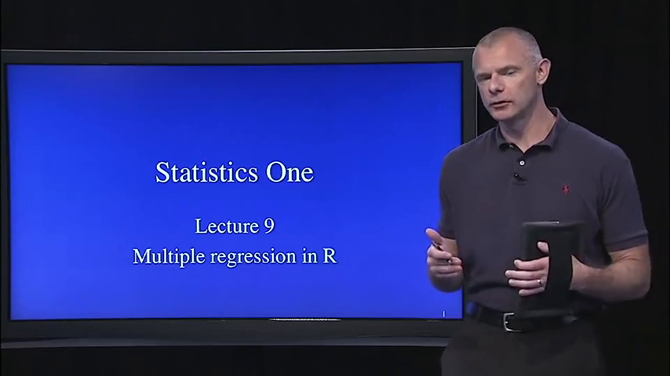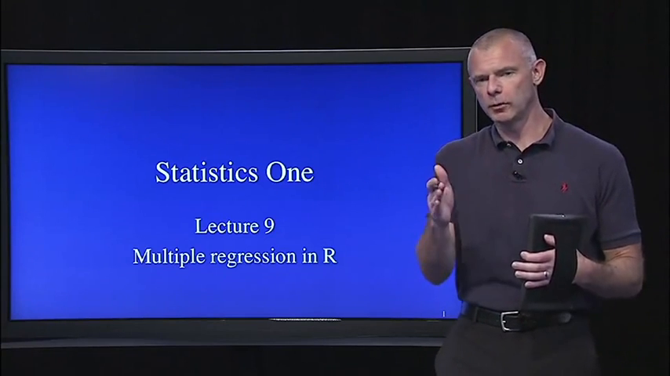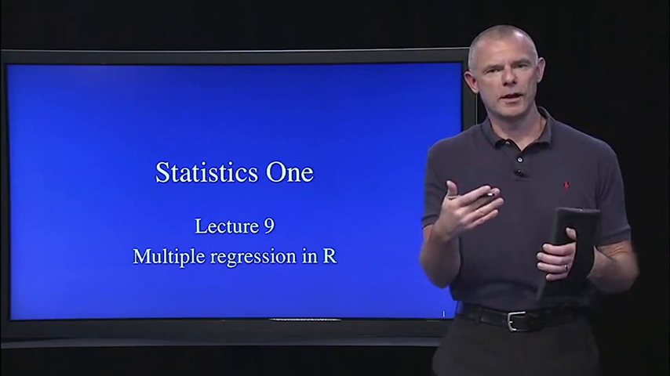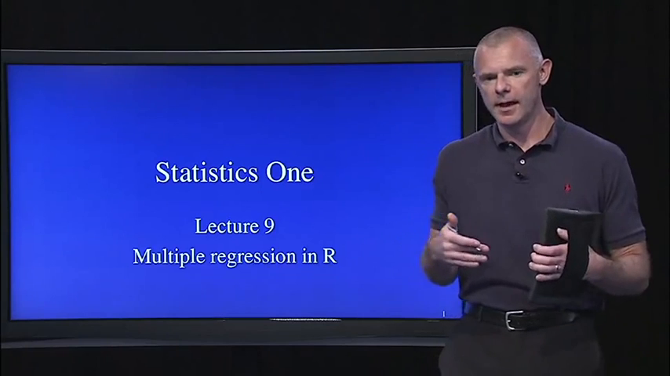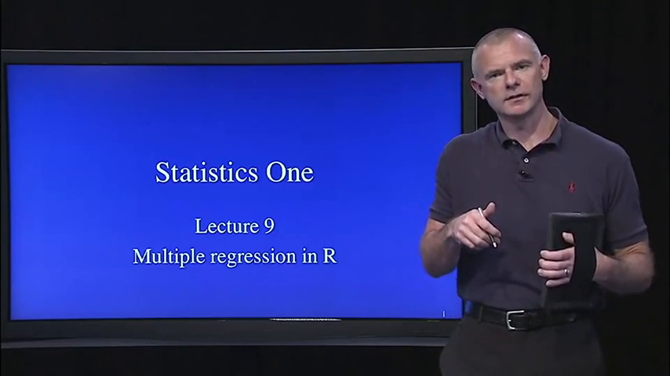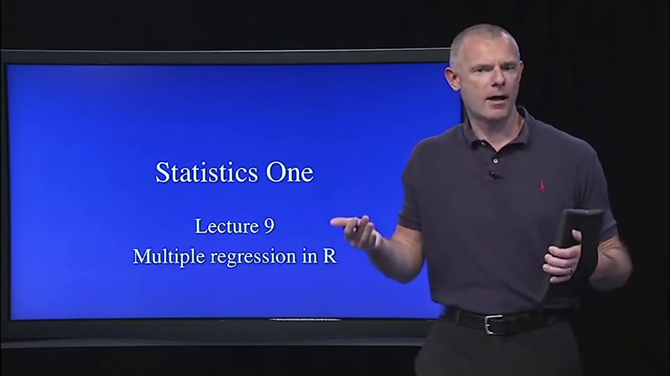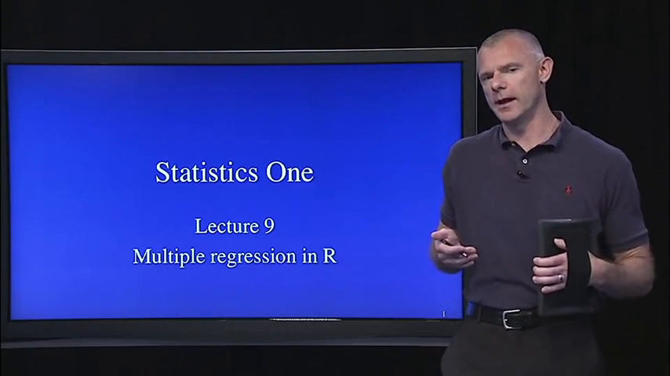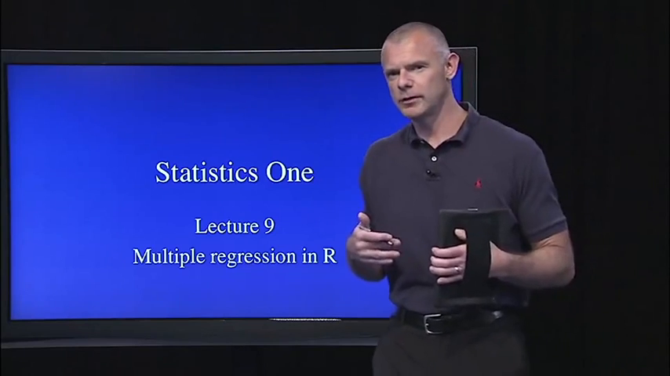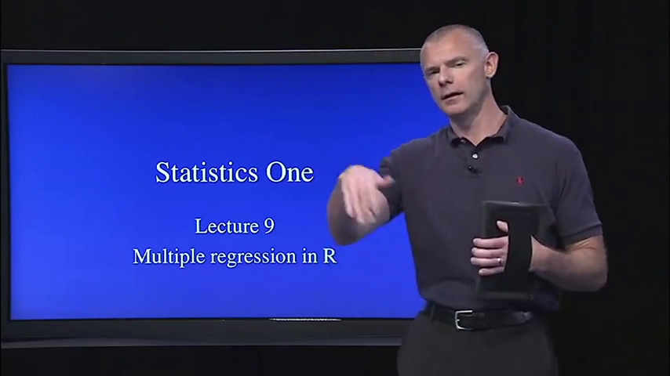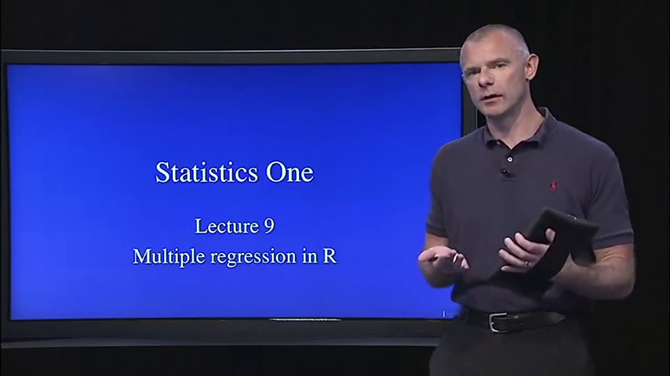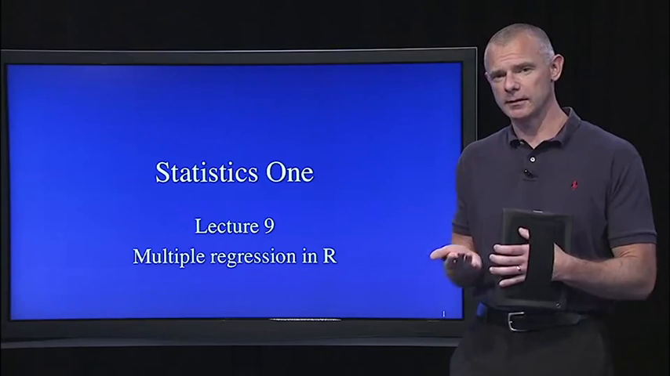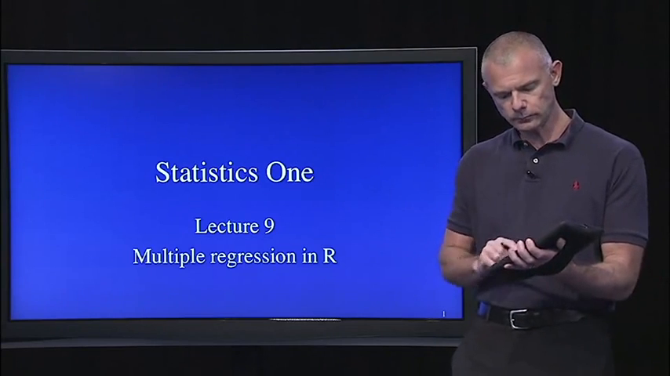So in the last lecture, we walked through multiple regression, the regression equation, and how the regression coefficients are estimated. I showed you a little bit of matrix algebra so you could see how they're calculated if you wanted to do that by hand. But of course, we just want to put our data into R and let R do the work. So what we'll do today is write a script that runs a multiple regression analysis in R.